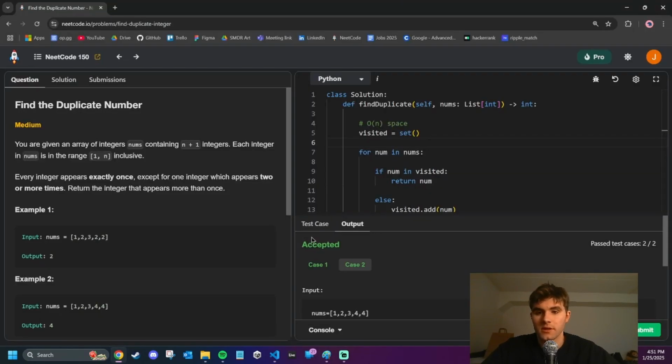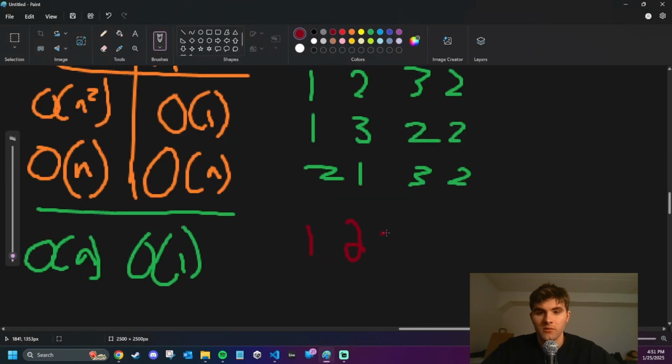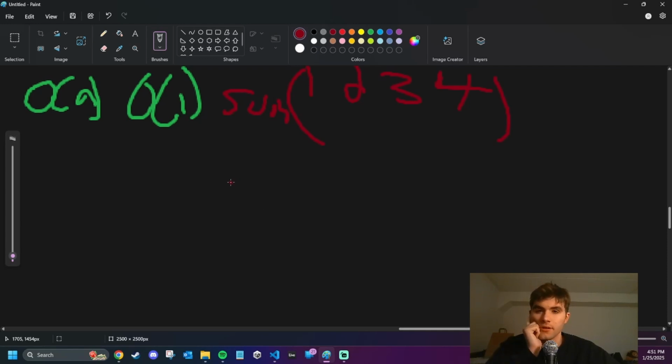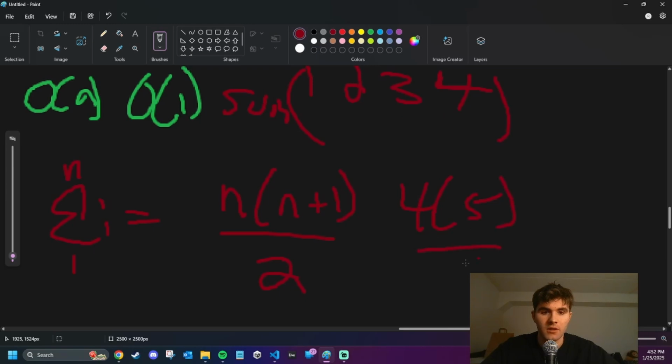So if you have 1, 2, 3, 4, right? So the sum of this is the Gauss formula, which is n times n plus 1 divided by 2. So for instance, if we take the summation of i from 1 to n, it's equal to this. So for instance, we have 4, right? So we know that it would be 7, 9, 10. So it would be 4 times 5 divided by 2 equals 10.